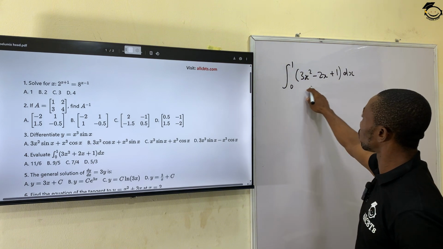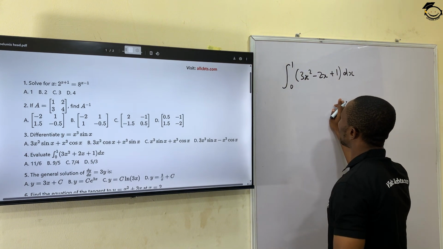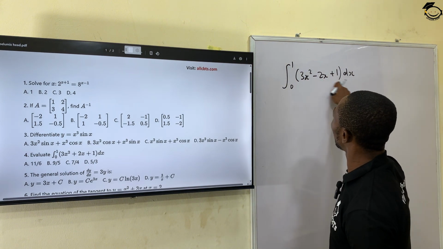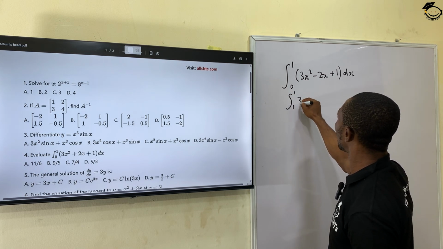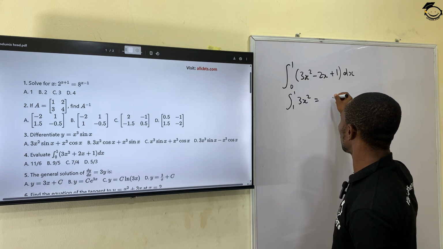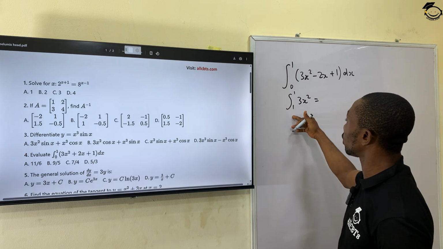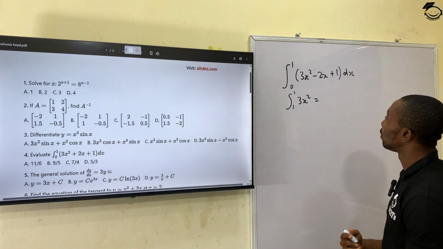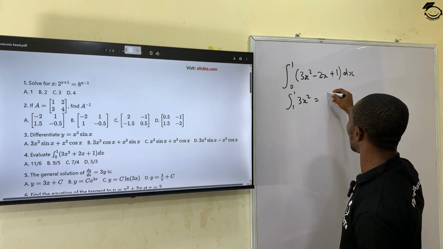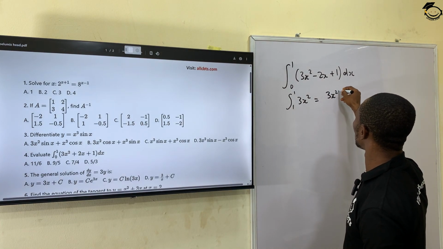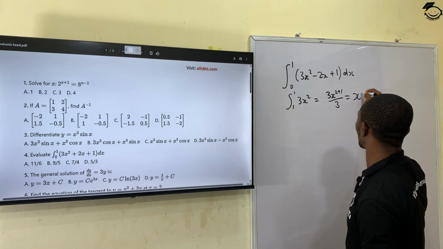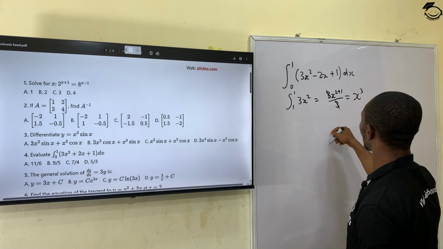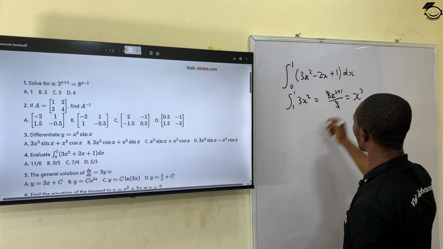Our next question says evaluate the integral from 0 to 1 of 3x squared minus 2x plus 1 dx. Now, for us to find the integral of this, we have to integrate each and every one of those terms. So first off, we have the integral of 3x squared. We know that integration is the opposite of differentiation. So this becomes 3x to the power 2 plus 1 over 3, which leaves us with x raised to the power 3.